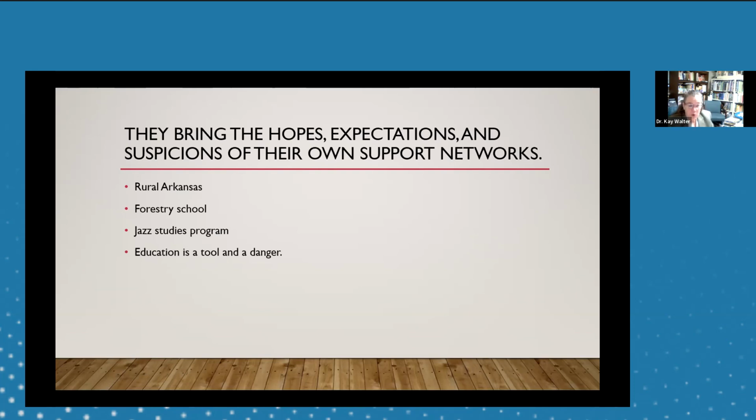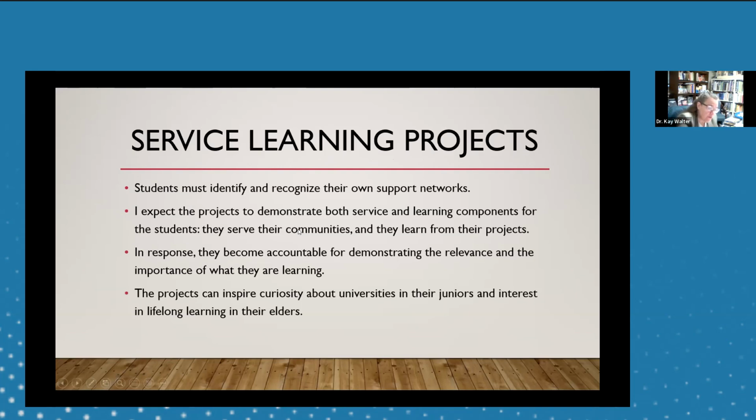I live in rural Arkansas. My school is known for its forestry program, one of the best in the nation. We have a jazz studies program. English we're working on, but they see education as both a tool, but also a danger. And that's the sort of ideas that I'm fighting. And so my response is to design projects that will help my students overcome the background that they bring.